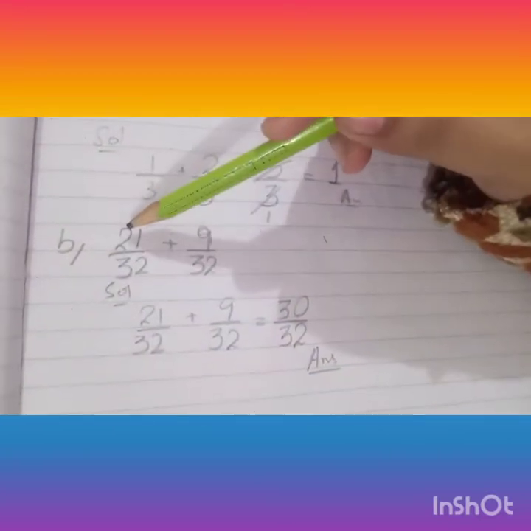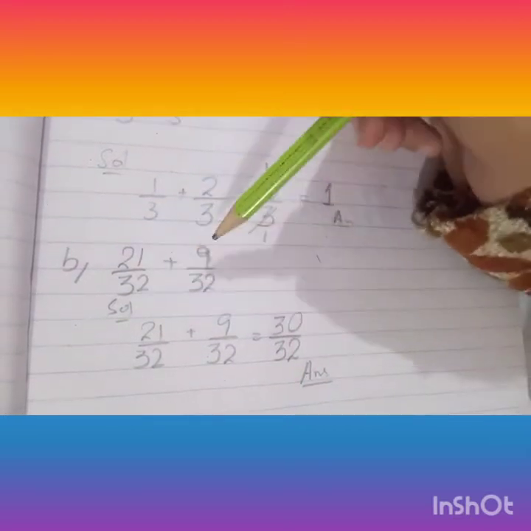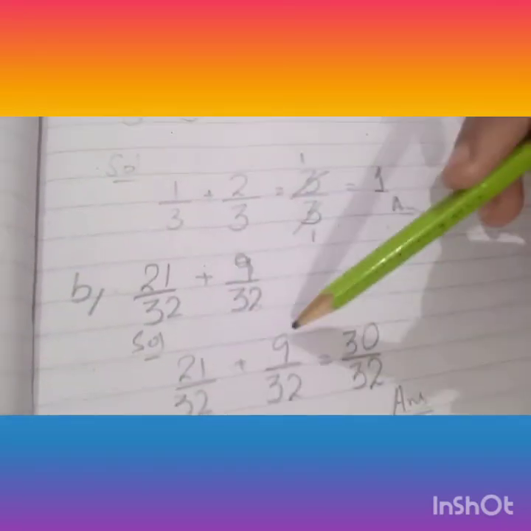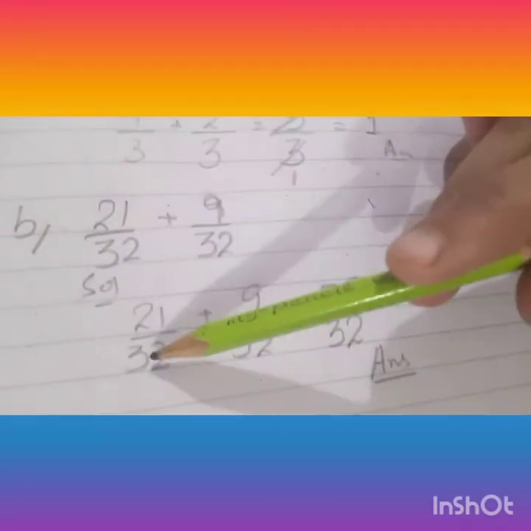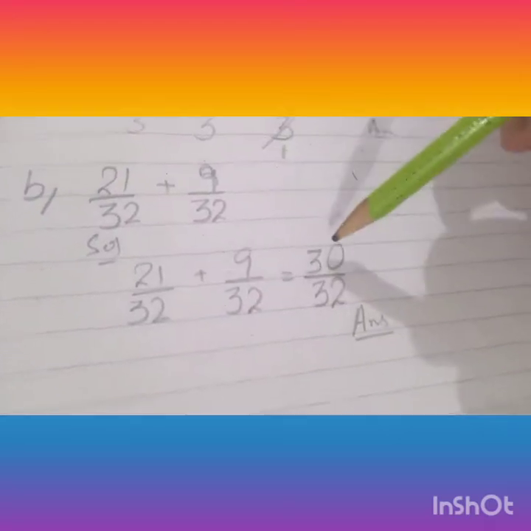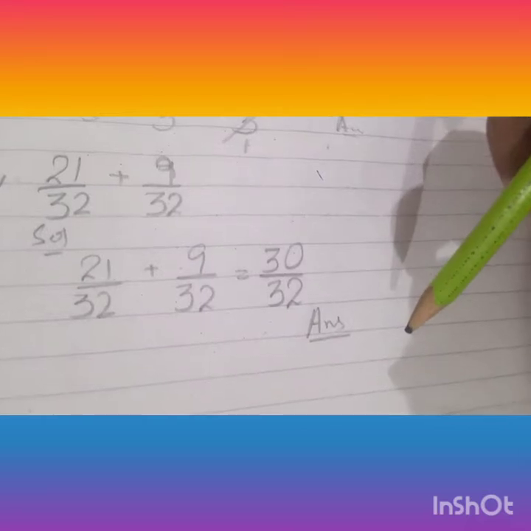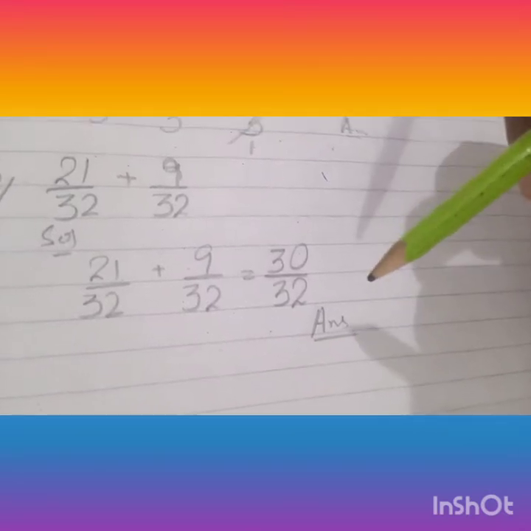B question is 21 upon 32 plus 9 upon 32. Okay, 21 plus 9 is 30, and 32 we write once again. 30 upon 32 is our answer. You can complete all questions in your notebook with the help of your book.